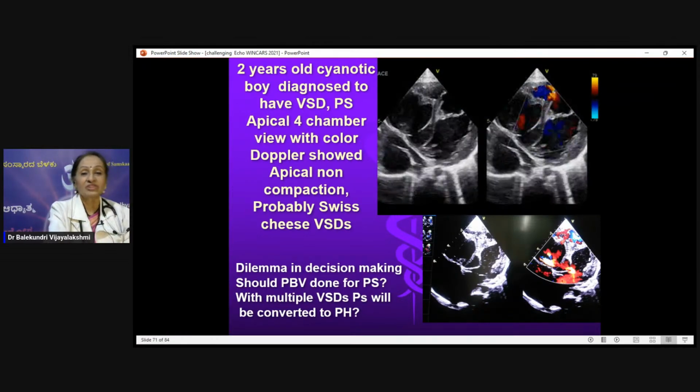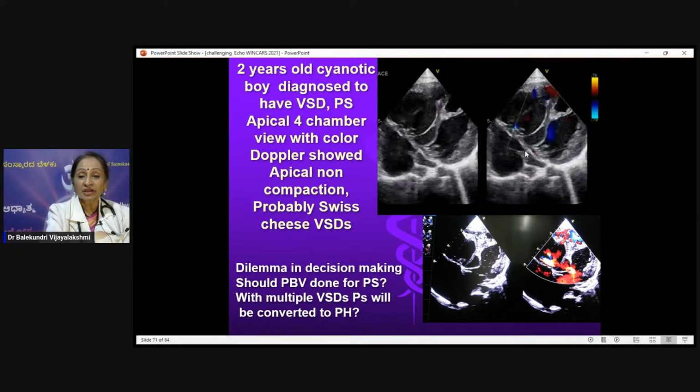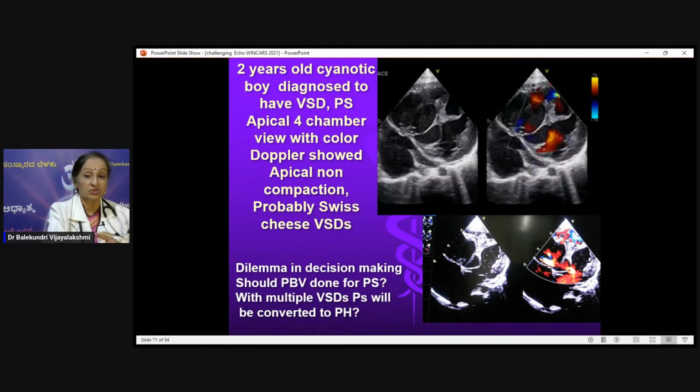So this is another case, a 2 years old cyanotic boy diagnosed to have VSD with pulmonary stenosis. And the four chamber view showed something very peculiar, I don't know, there was a split in the interventricular septum at the base as well as in the apical portion. And I was not able to make it out. So whether there is a VSD or not was a dilemma. And apart from that, to open up the pulmonary stenosis with a balloon, we have to be careful whether there is a Swiss cheese VSD. Otherwise, we'll be converting VSD PS into VSD with pulmonary hypertension.